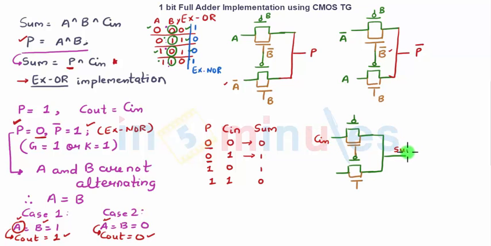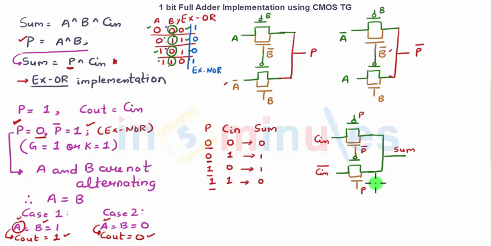This as sum. Propagate 0 means to a PMOS, and this will become propagate bar. In the other case, when propagate is 1, sum is equal to Cin bar. So this is Cin bar. Propagate 1. For a PMOS, it's going to be propagate bar, and this becomes propagate for an NMOS. So this is nothing but the sum implementation.